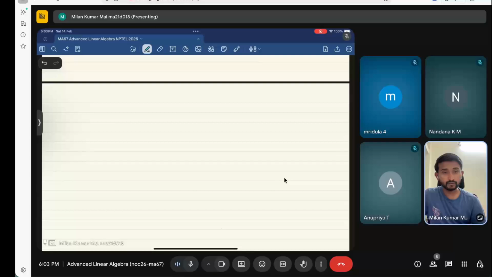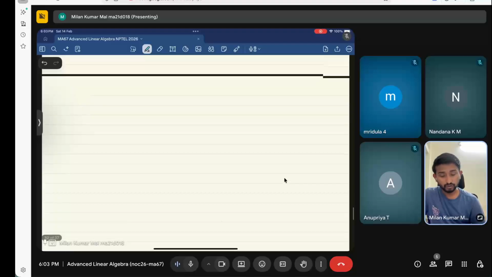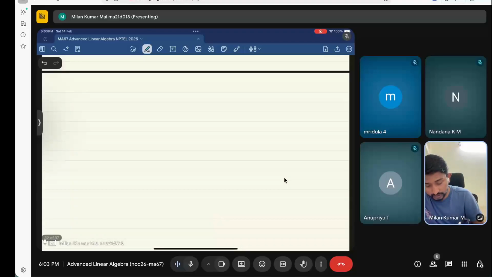And so welcome everyone to this tutorial of the Advanced Linear Algebra course, NPTEL course, and this is tutorial 4. So in today's tutorial, we will mostly discuss the matrix representation of a linear transformation and linear functionals and dual of a vector space, finite dimensional vector space mostly.